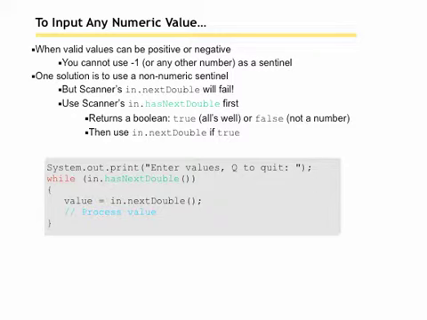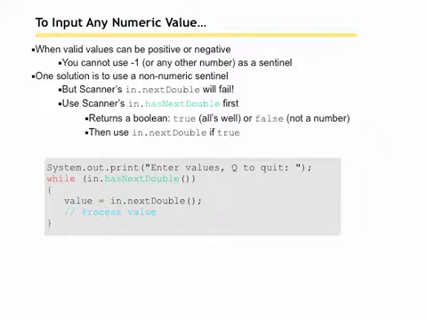So to input any numeric value, when valid values can be positive or negative, we can't use -1 or any other number as a sentinel value because it could potentially be part of our data set. So one solution is to use a non-numeric sentinel, such as "enter a value or Q to quit."